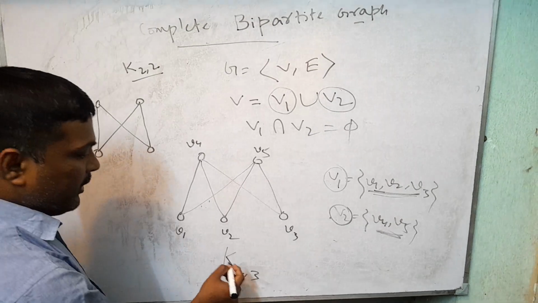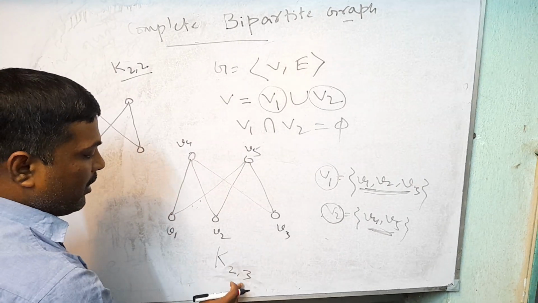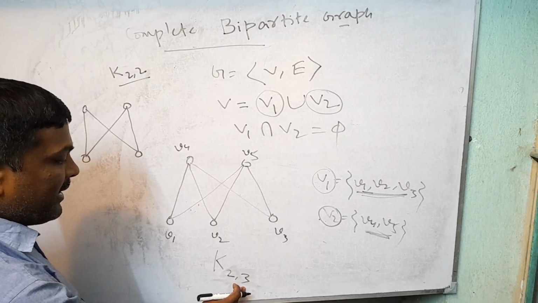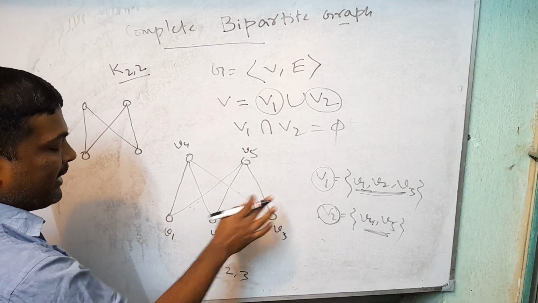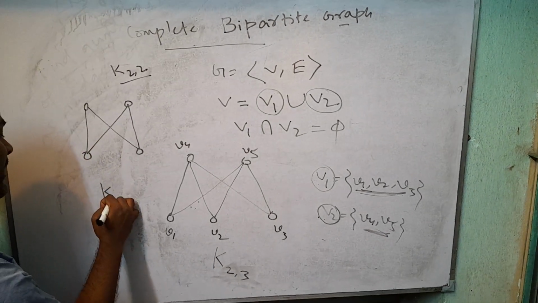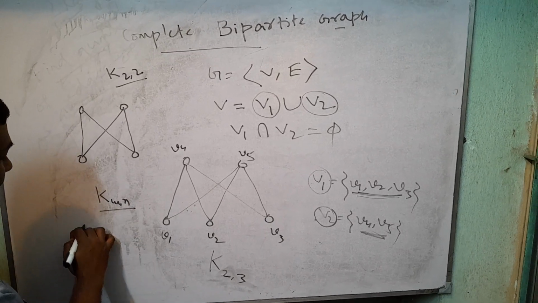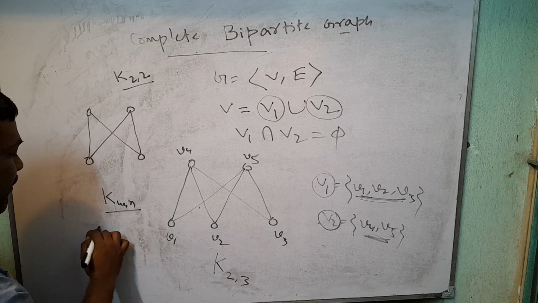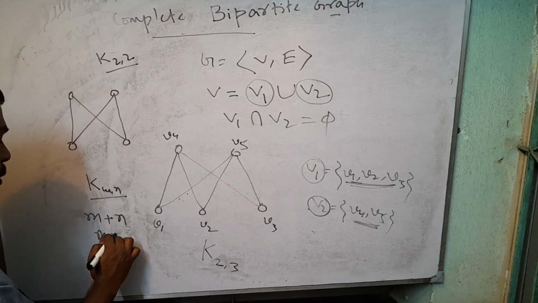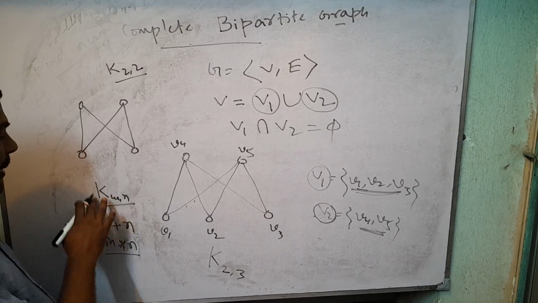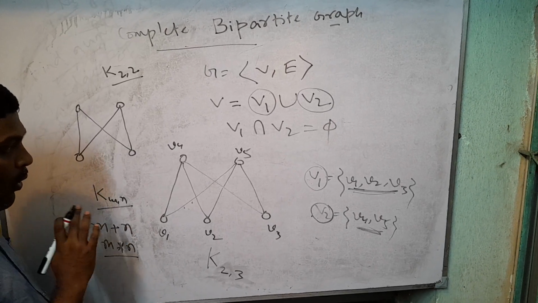See, in K2,3, the number of vertices is 2 plus 3, that is 5, and the number of edges is 2 into 3, that is 6. So in a complete bipartite graph Km,n, the number of vertices is m plus n, and the number of edges is m into n.